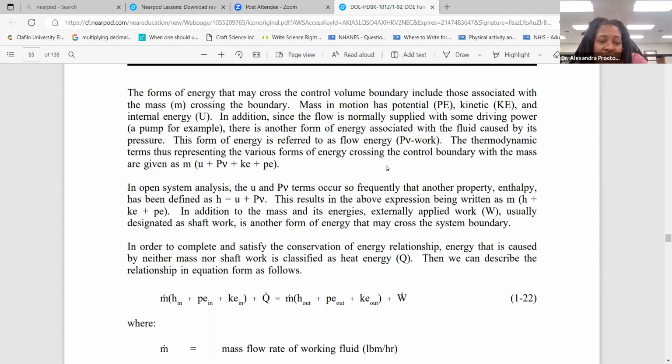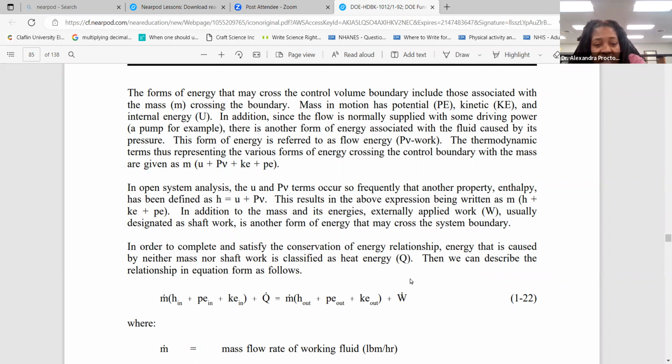So in an open system analysis, the u and PV terms occur so frequently that another property, enthalpy, has been defined as h equals u plus PV. And this results in the above expression being written as m times (h plus KE plus PE).